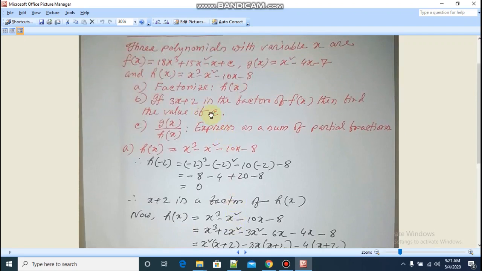Number B. If 3x plus 2 is a factor of f of x, then find the value of c.